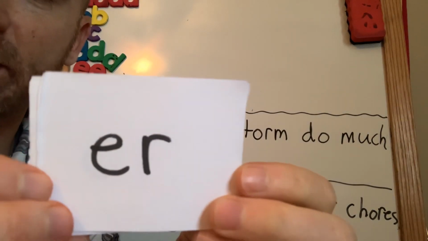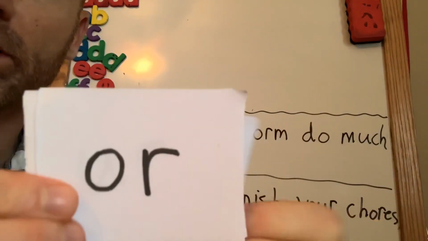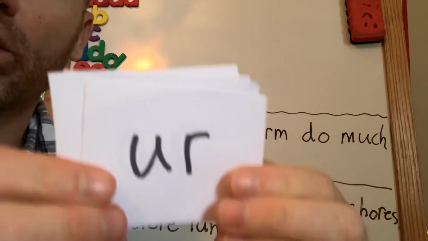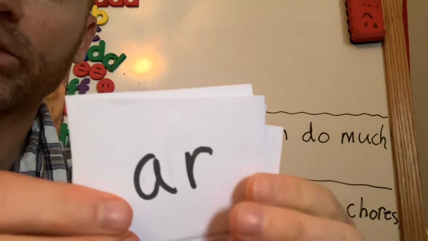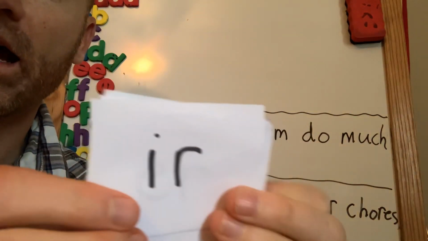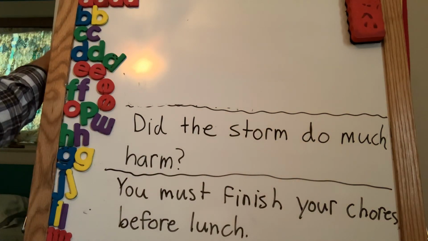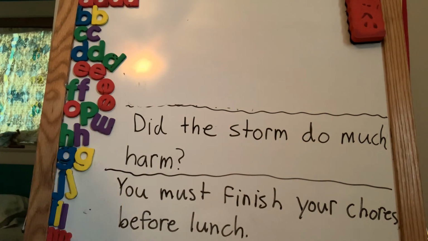Okay. And do our R-controlled vowels. Just the sound. What sound does ER make? O-R, or. U-R, A-R, R. I-R. Okay. Very good.